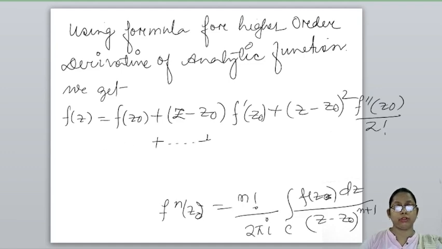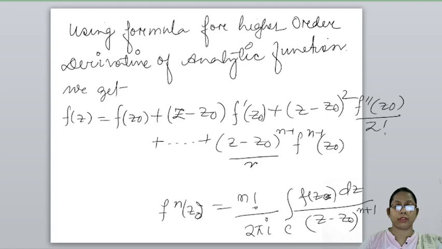It goes on. This is f to the n minus 1, divided by n minus 1 factorial. Wrap this up.